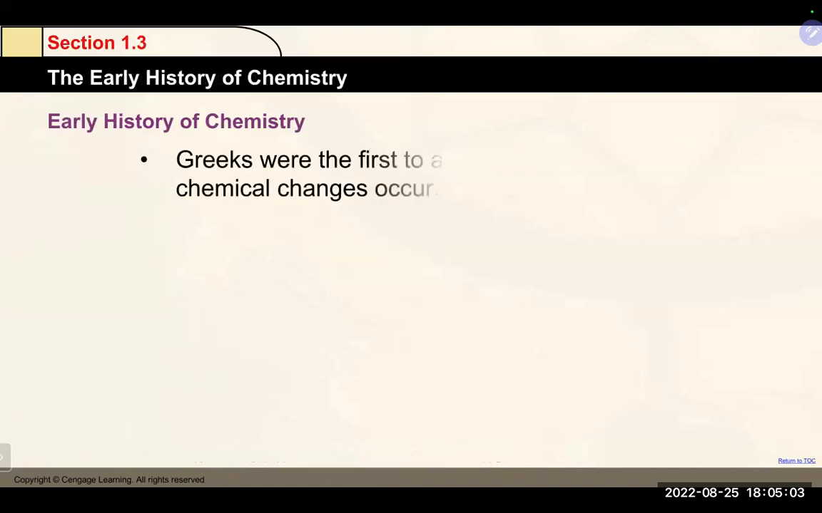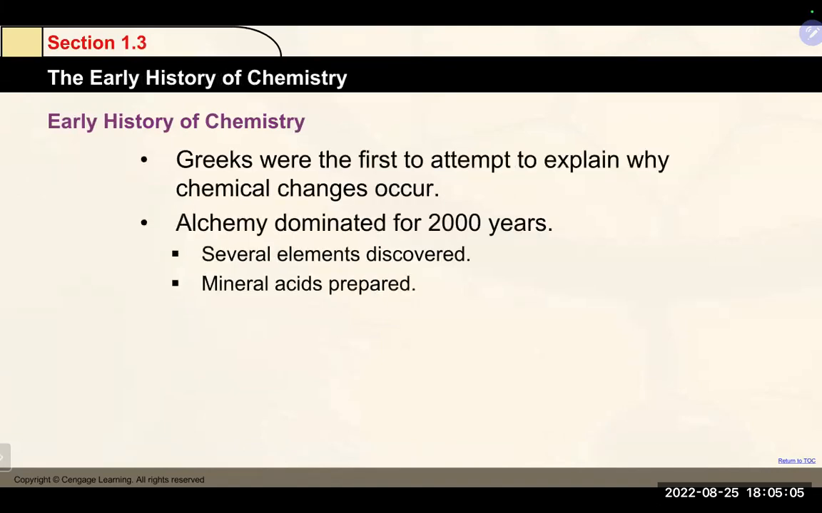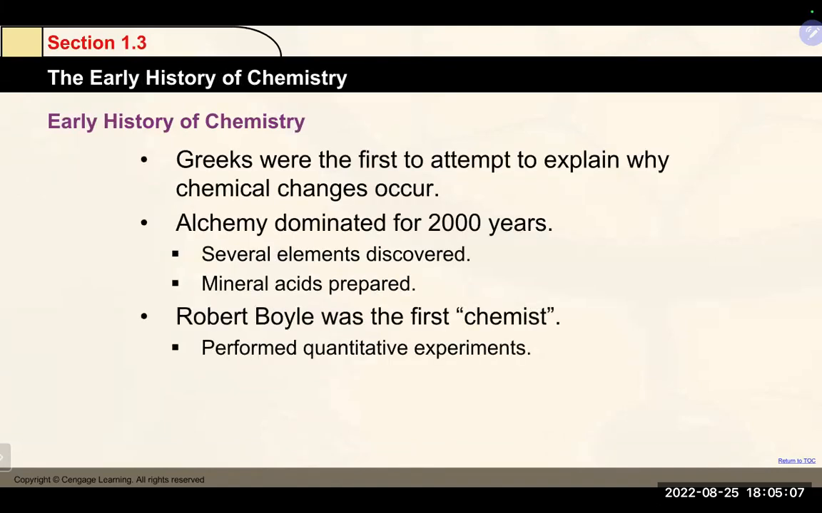All right. Let us get into some of the chemistry and the beginnings of chemistry, and hopefully roll into some of the atom. Really, a lot of chemistry all started way back when there with Greek philosophers. Robert Boyle is sometimes considered sort of the first chemist. He performed a lot of quantitative experiments. Quantitative means what?